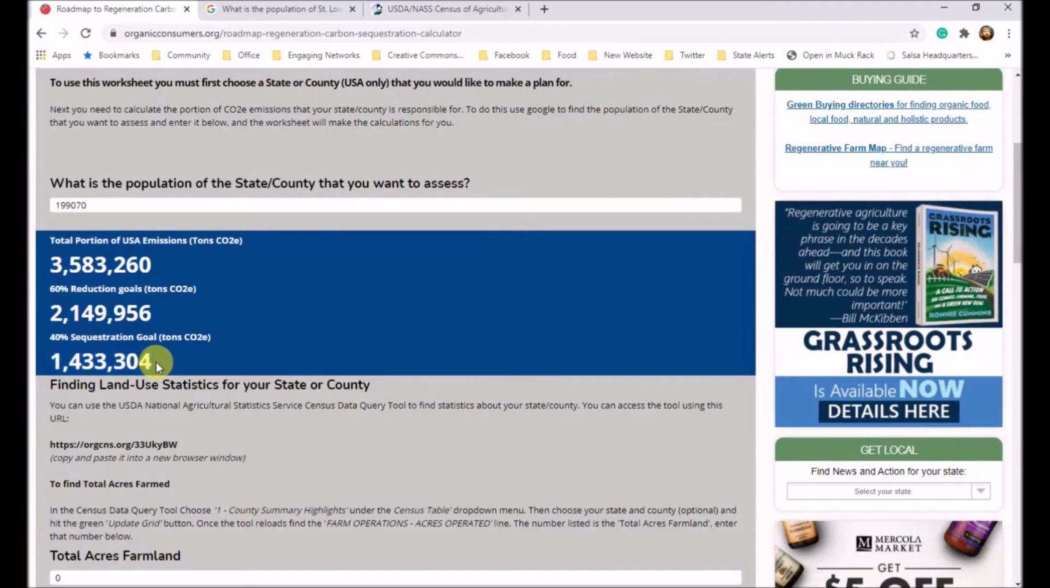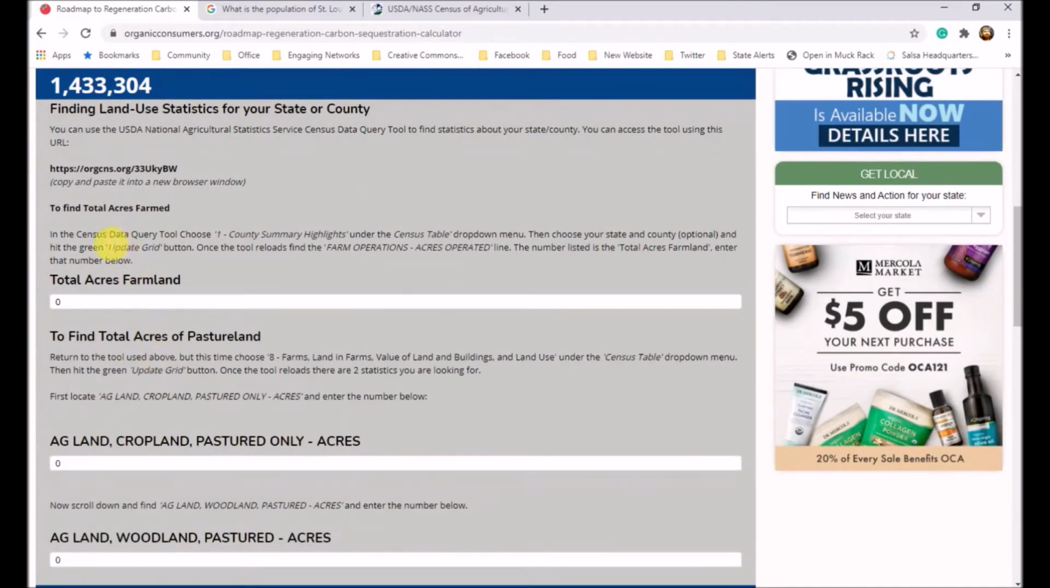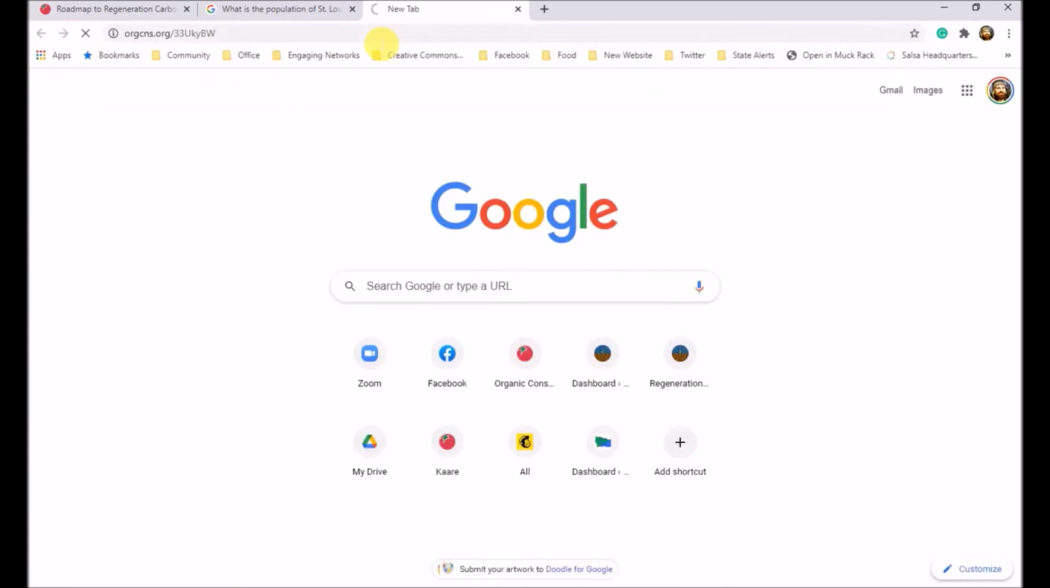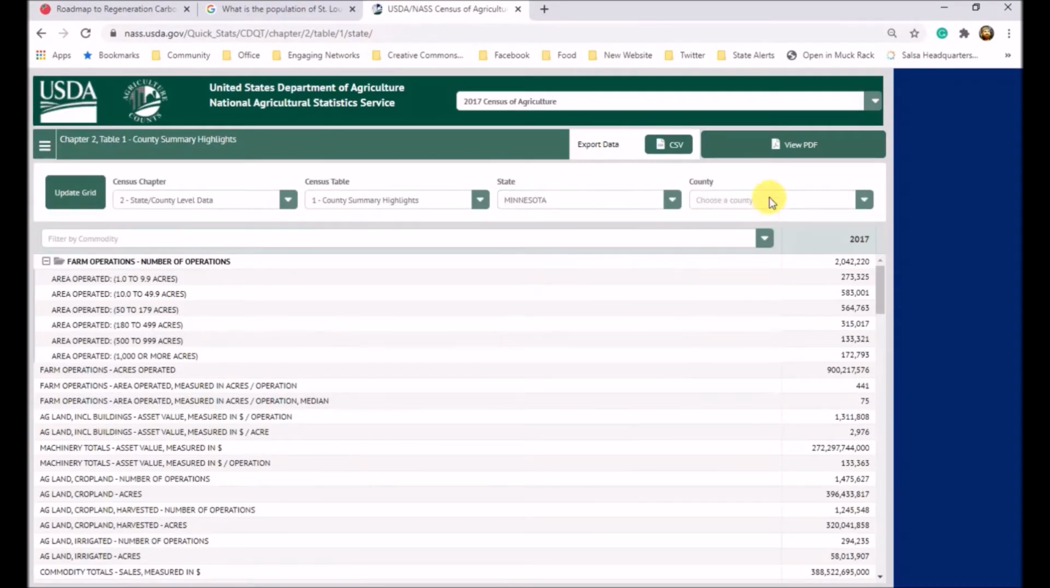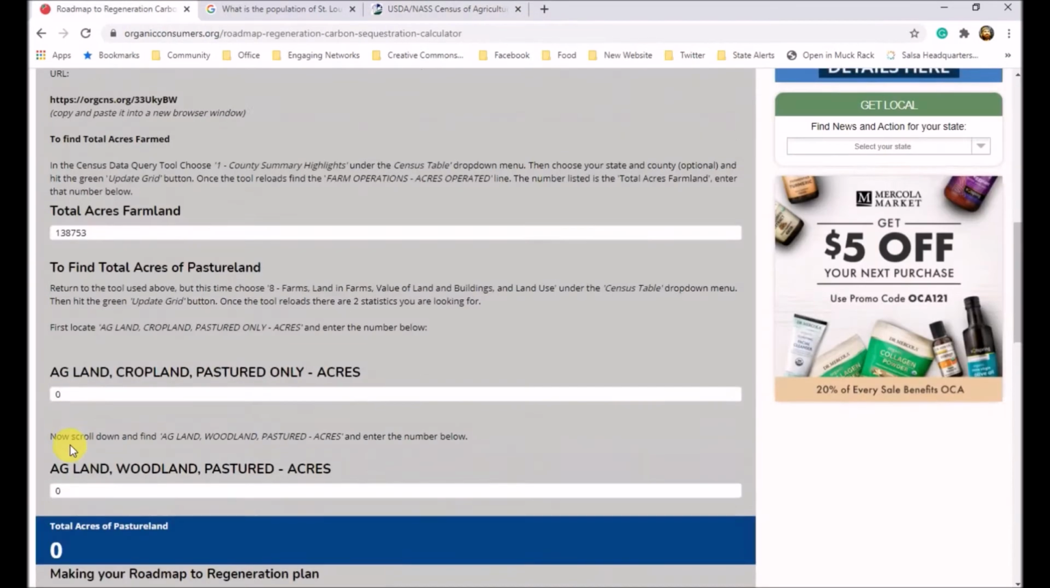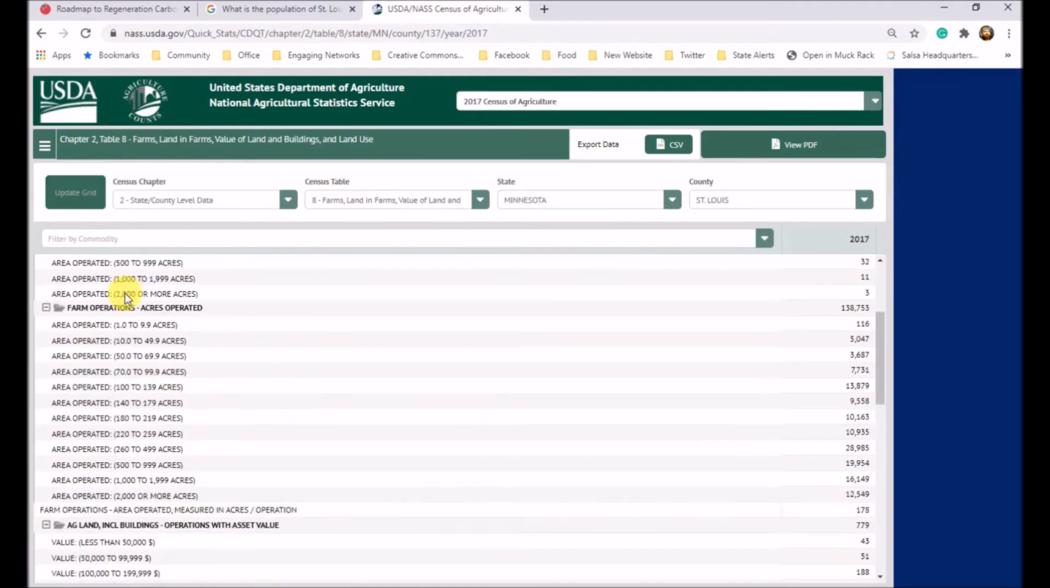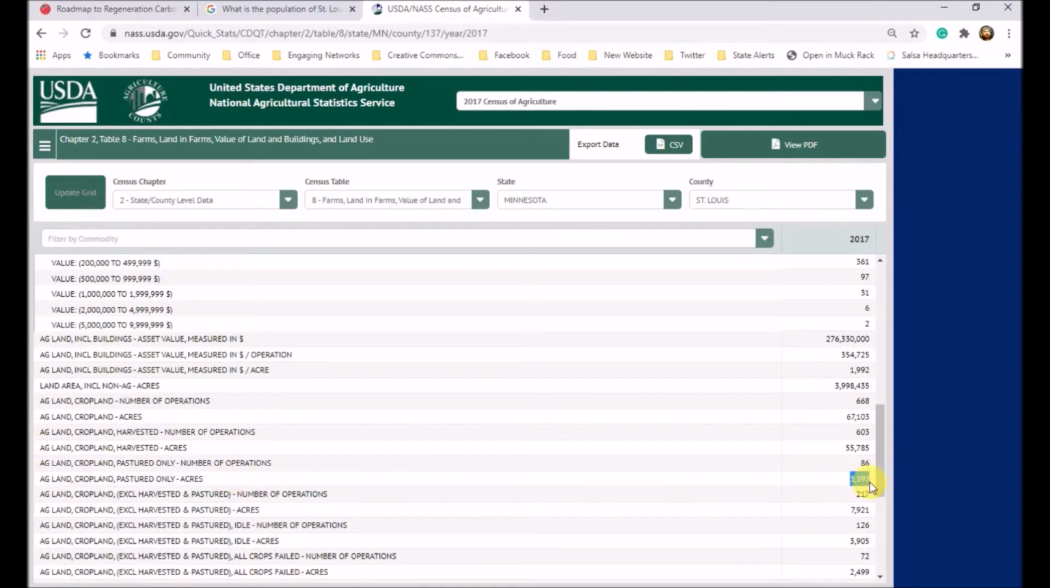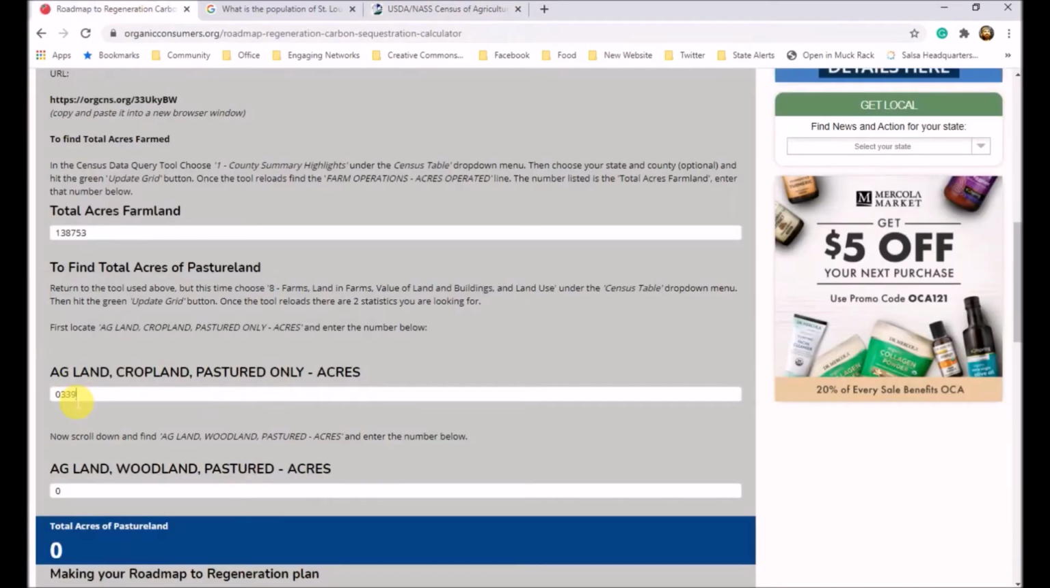Next, you will need to use the USDA National Agricultural Statistics Service Census Data Query tool to find statistics about your state or county. You can access that tool using the URL provided in the calculator. The calculator will ask you to locate several different data points about land use in your state or county. Follow the instructions listed in the calculator to locate those data points and enter them into the calculator.